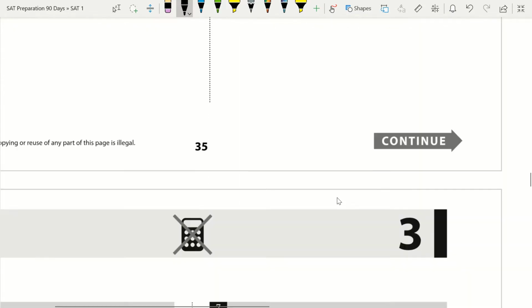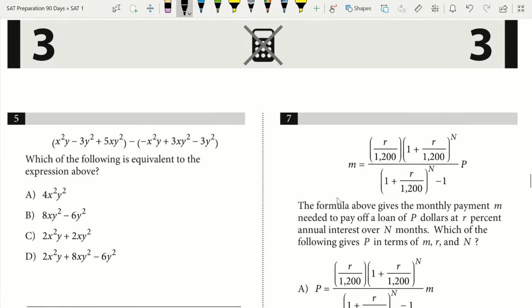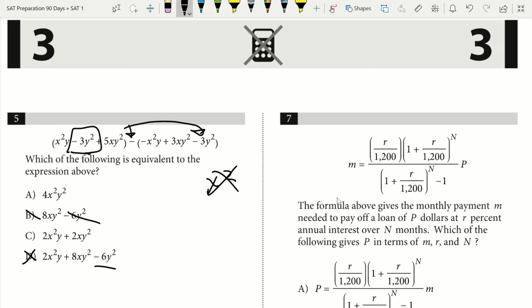All right, moving down, we got question 5 now. Okay, so I see I've got a big equation, and I am asked which of the following is equivalent to the expression above. Okay, I'm going to go ahead and take a look at my y squared term. I see I've got negative 3y squared right there. Now I've got minus negative 3y squared there. That's going to be plus 3y squared, so my y squared then is going to be canceled. Okay, so I have no y squared term. Anything with that I can get rid of. So I can get rid of b. I see that I can get rid of d as well. So now I'm between a and c.